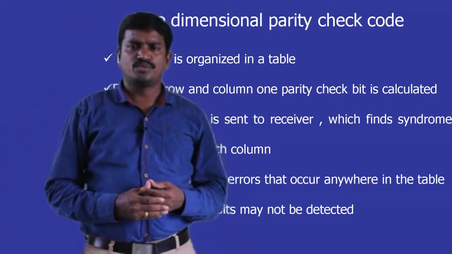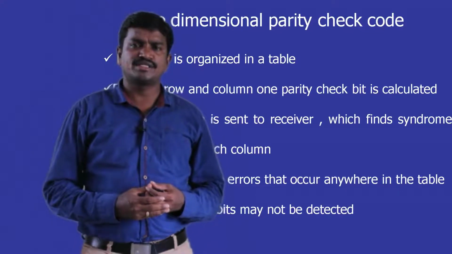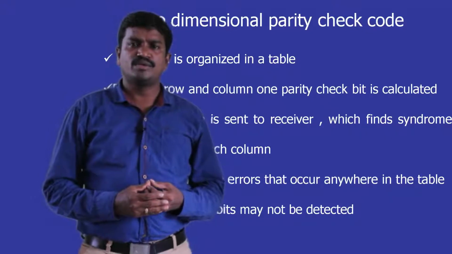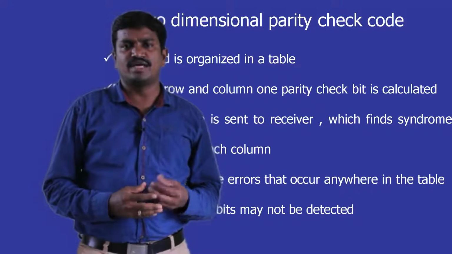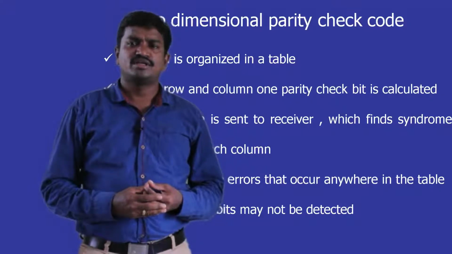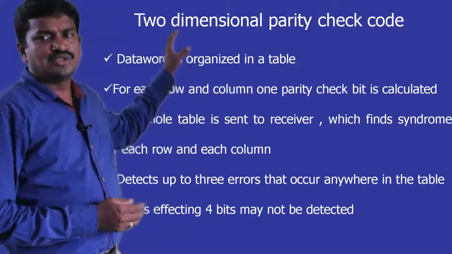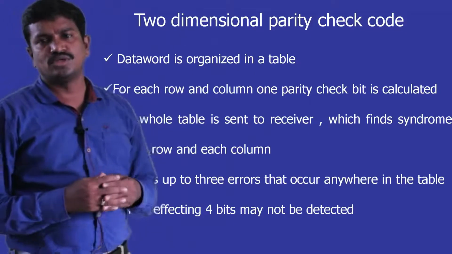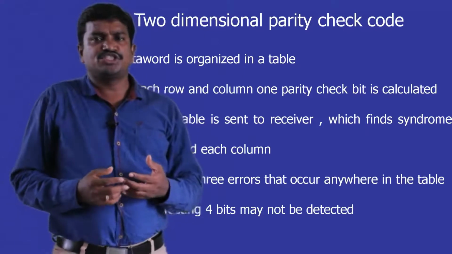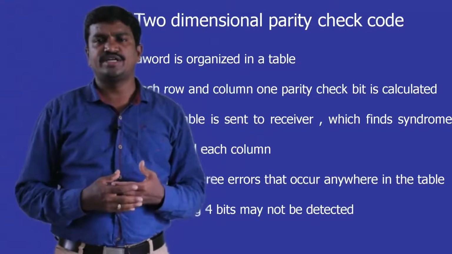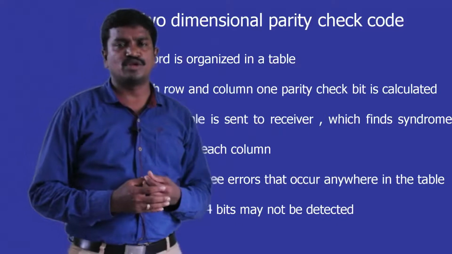In order to detect 2-bit errors or more, we add some enhancement to the previously existing method. That enhancement we call the two-dimensional parity check code. In general, in block coding, every message is divided into data units and every data unit is added with redundancy bits. That's the principle of block coding.